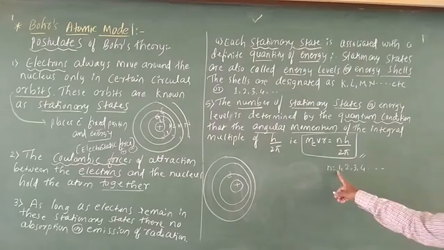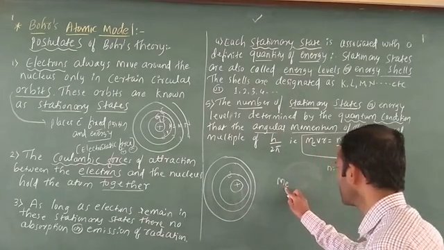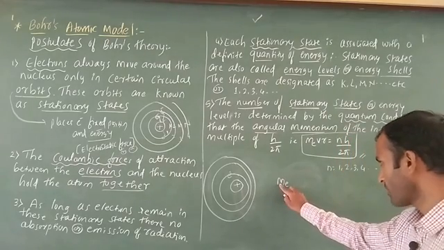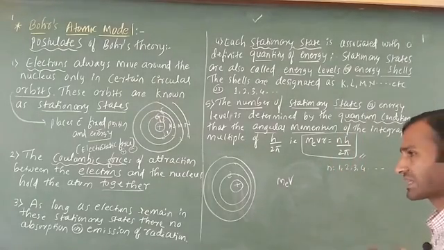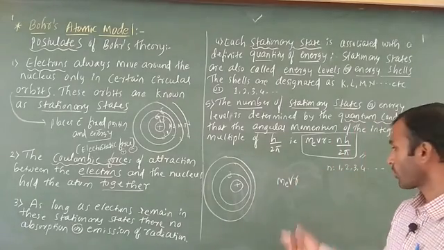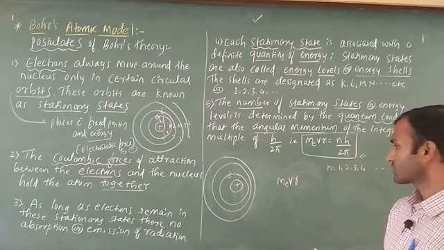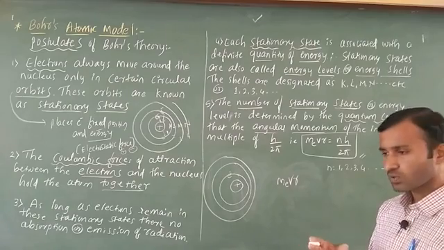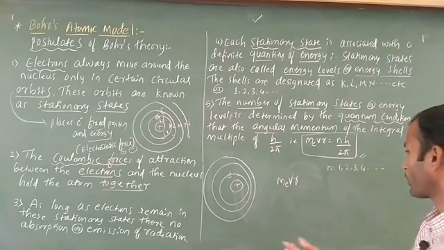Here n equal to 1, 2, 3 and so on. The angular momentum is there. Here m indicates the mass of an electron, m e, the mass of an electron. v is the velocity of an electron, that is, tangential velocity. After that, r is the distance between the nucleus and the electron, which we call the radius of the electron.